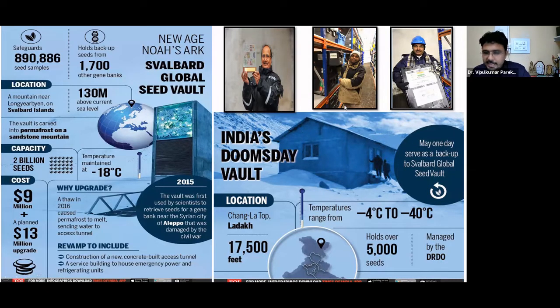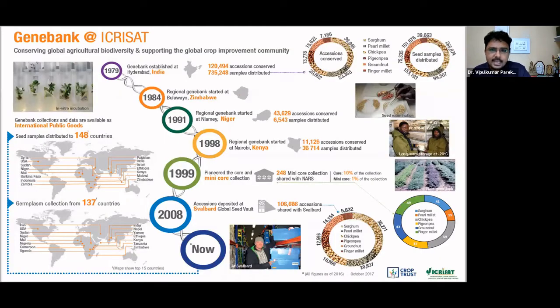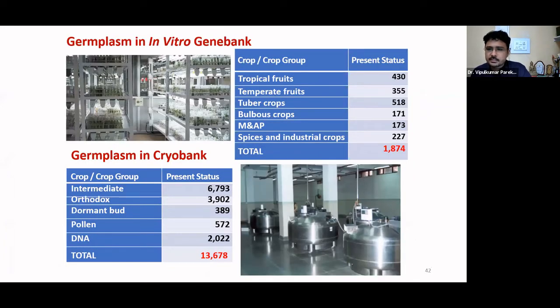In the same way, in India we have the Chang La top in Ladakh, where the same kind of installation preserves our varieties. You can see the value of such conservation during the Aleppo war in Syria: they destroyed the gene bank structure, and they retrieved seeds for the first time from Svalbard and revived their agriculture from there. The same is true of ICRISAT, which has a good collection of millets and pulses, and NBPGR, the National Bureau of Plant Genetic Resources, which also has a good amount of conservation. So this is all about the conservation aspect at the global level.